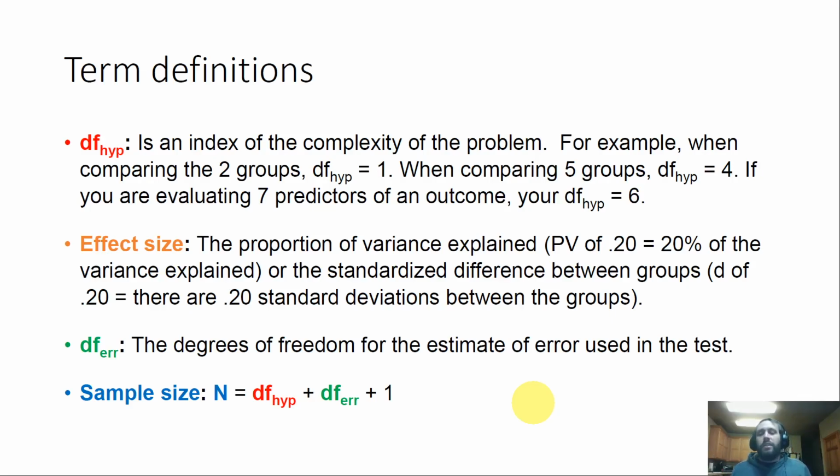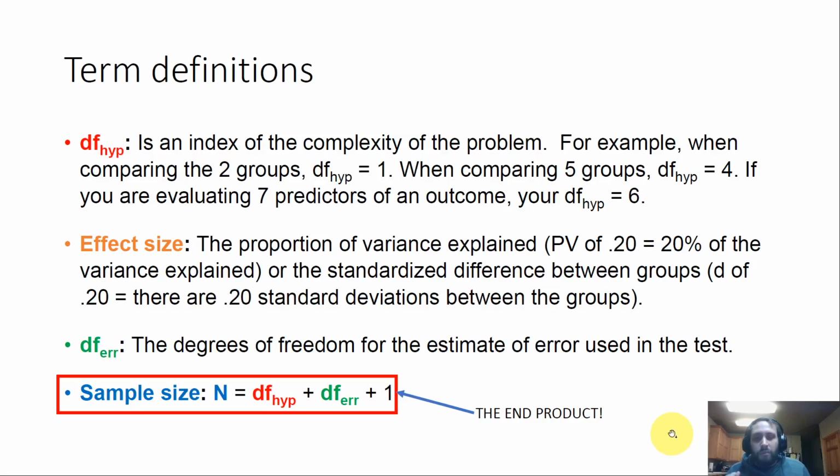And then next we have the degrees of freedom error, which is the estimate of the error used in the test. And again, we use our degrees of freedom hypothesis and the effect size to determine our degrees of freedom error. And once we get our degrees of freedom error, we can calculate the sample size. And y'all, that's the end product of it. So we want to know what our sample size is. So keep that in mind.